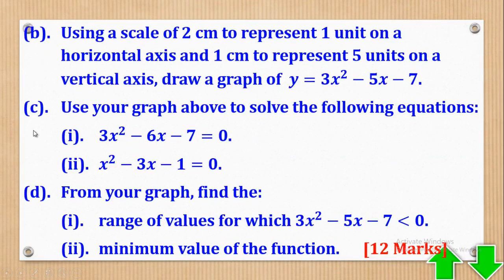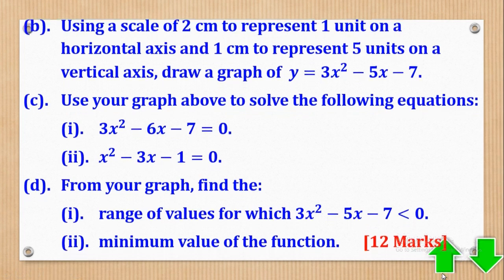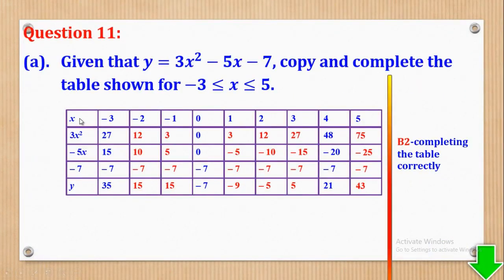Part B says, using a scale of 2 centimeters to represent 1 unit on the horizontal axis and 1 centimeter to represent 5 units on the vertical axis, draw a graph of y equal to 3x squared minus 5x minus 7. So let's first draw that. On that curve we have the pairs of coordinates to plot. We have already got them in part A, so these are the values of x and these are the corresponding values of y.